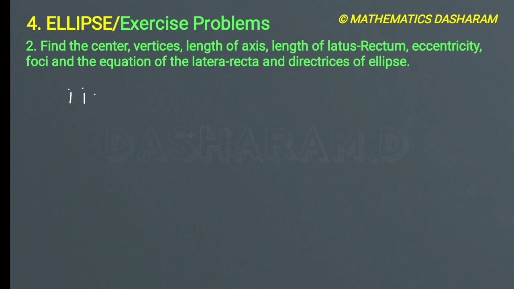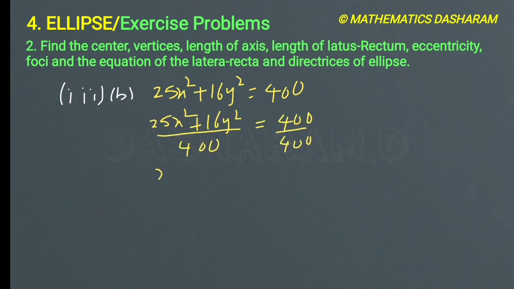Next, third bit, question number B. 25x square plus 16y square equals 400. Convert into standard form. Now split into two fractions.